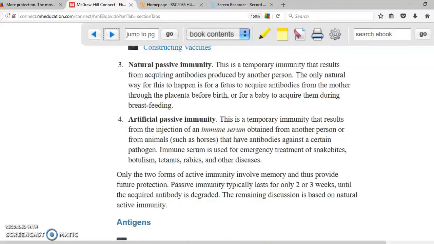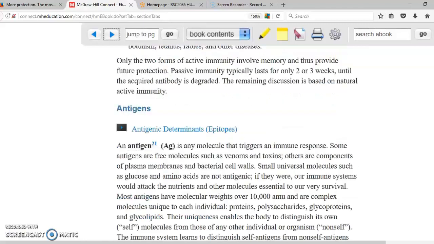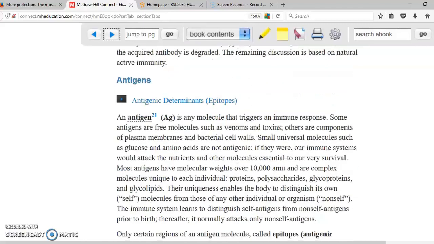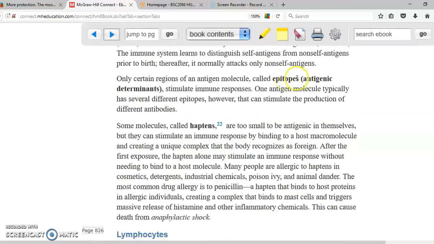So microorganisms that are going to cause infection are going to have antigens, right? An antigen is a molecule that triggers an immune response, as you see right here. Not all of the microorganism causes an infection, only certain regions, and these regions are going to be called epitopes, as you can see in here. Haptens are molecules that are so tiny that they cannot create an immune response on their own. However, if they bind to a macromolecule, now it can initiate an immune response.